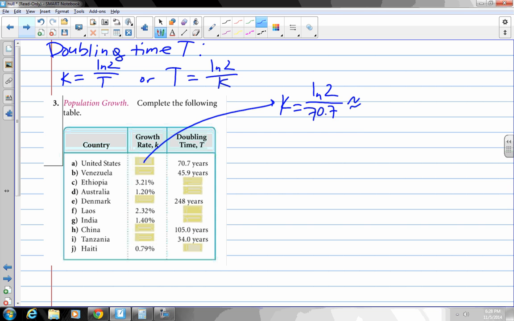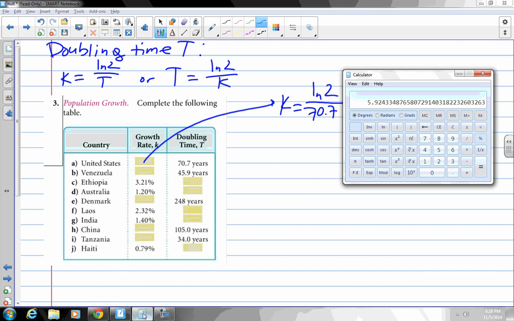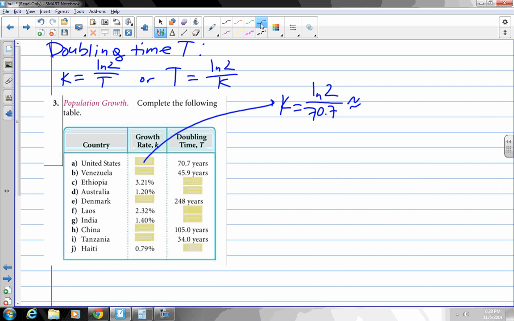So it's roughly probably 1% or so, because ln of 2 is about 0.7. You'll get used to seeing that. After you punch ln of 2 enough times, you'll keep noticing that it's almost 0.7. So almost 0.7 divided by almost 70, so it's about 0.01. So yeah, about 1%, or 0.01.